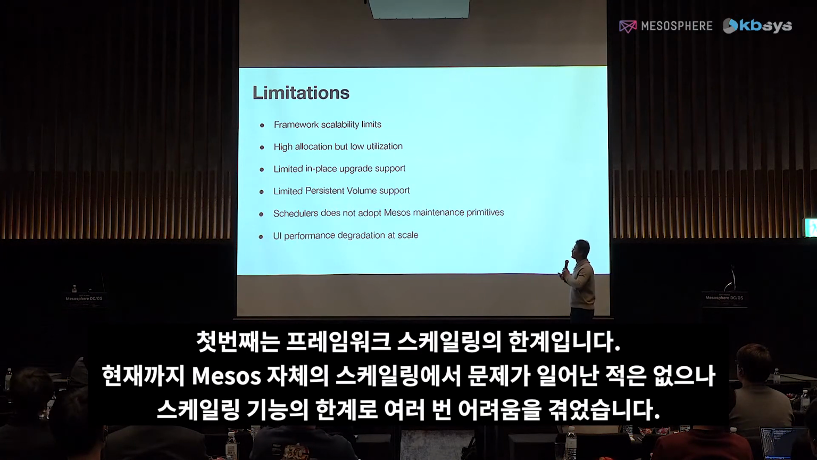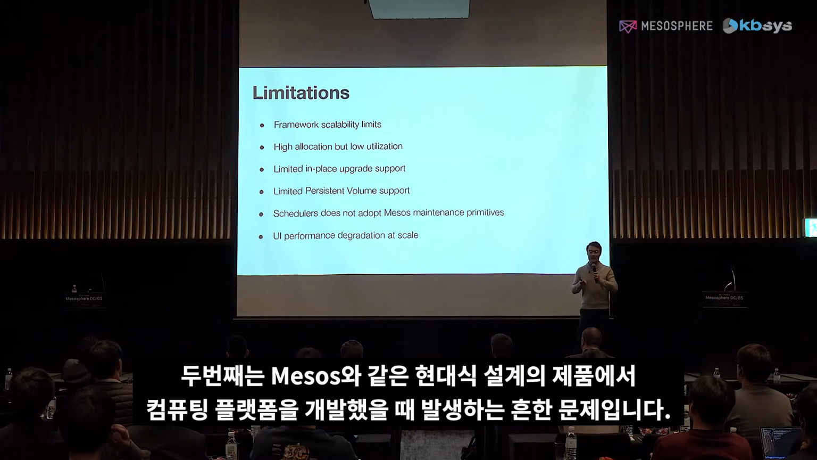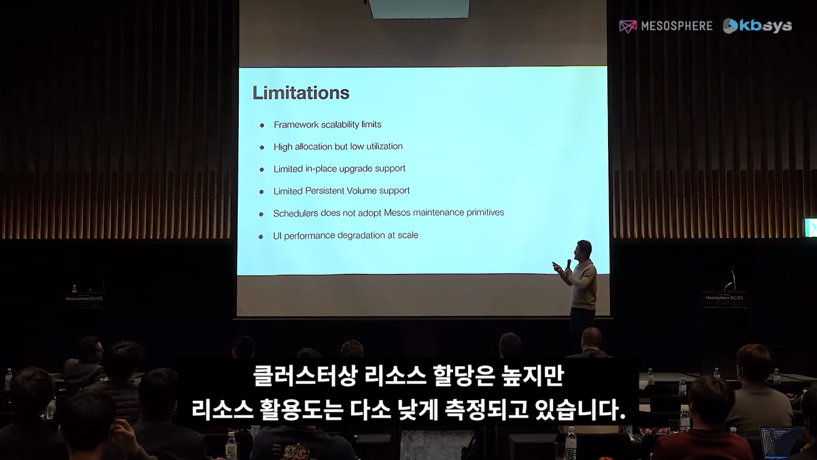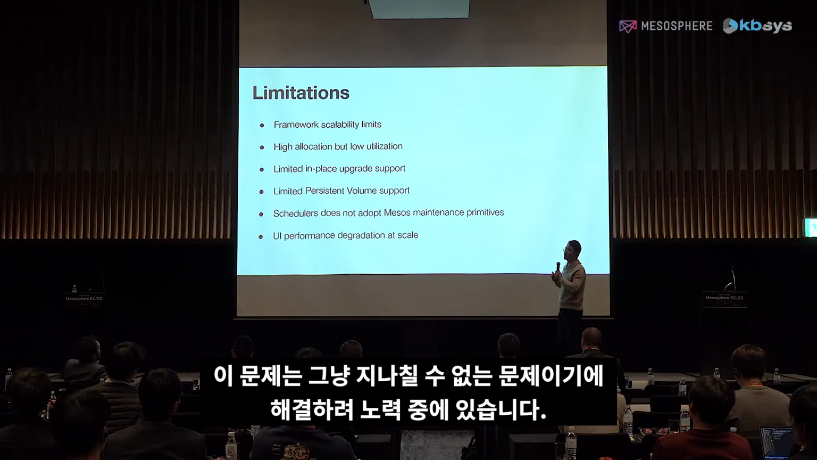The first one is framework scalability limits. Interestingly, so far we haven't run into any scalability issues with Mesos itself, but we have been hit by scheduler scalability limitations several times. The second thing is a common problem, I believe, for people who build their compute platforms on this kind of modernized architecture of products like Mesos. Currently we have a very high resource allocation in the cluster, but the actual resource utilization rate is pretty low. This is quite a big issue we are facing right now and trying to fight.